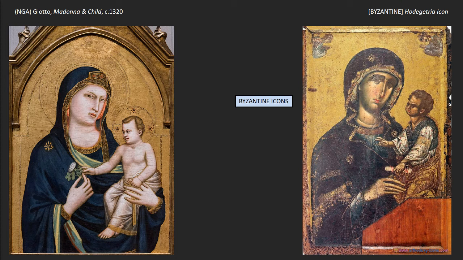Now, as we look at Italian art from the 13th century, the tradition that Giotto builds on, it was strongly influenced by Byzantine art.